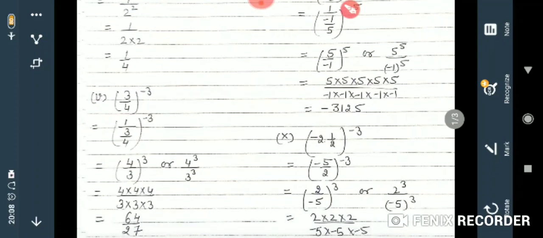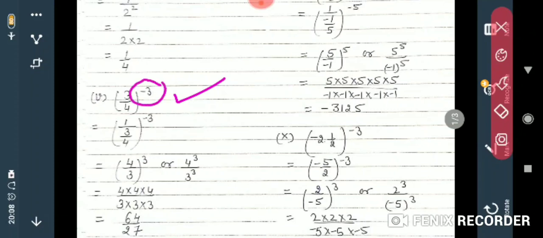Now next question. 3 upon 4 to the power minus 3. Again the power is given negative. So what will you do? Reciprocal of 3 upon 4. So 1 upon 3 upon 4 to the power minus 3. So if you do the reciprocal, what will it become? 4 upon 3, and the negative power will change into positive. Or how can you write? 4 to the power 3 upon 3 to the power 3.